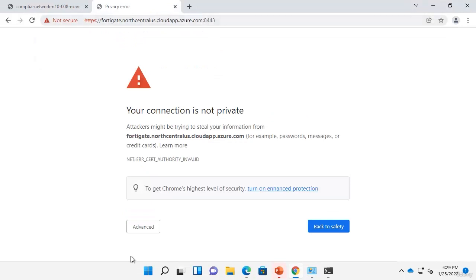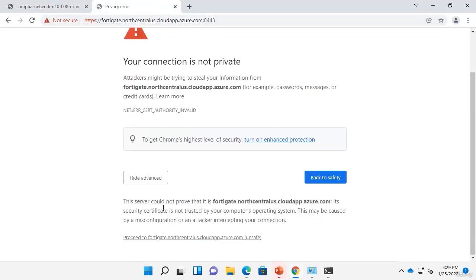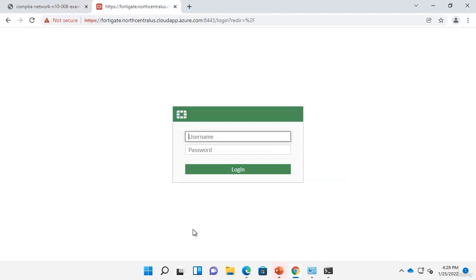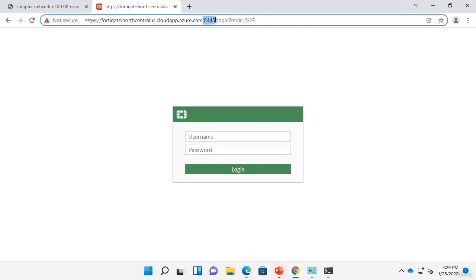And as soon as I do that, oh, look, here we go. I mean, yeah, I got a certificate error, but it's still taking me right to the front login page of the FortiGate firewall that's being hosted in Azure. Okay, so if you need to specify a port in a browser or in anything, it's colon and then the port number.